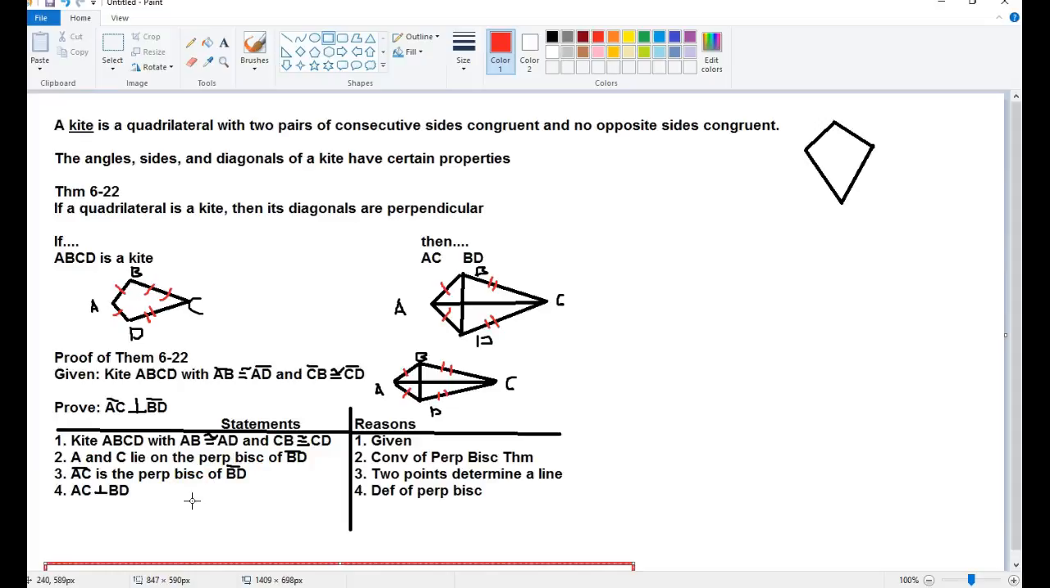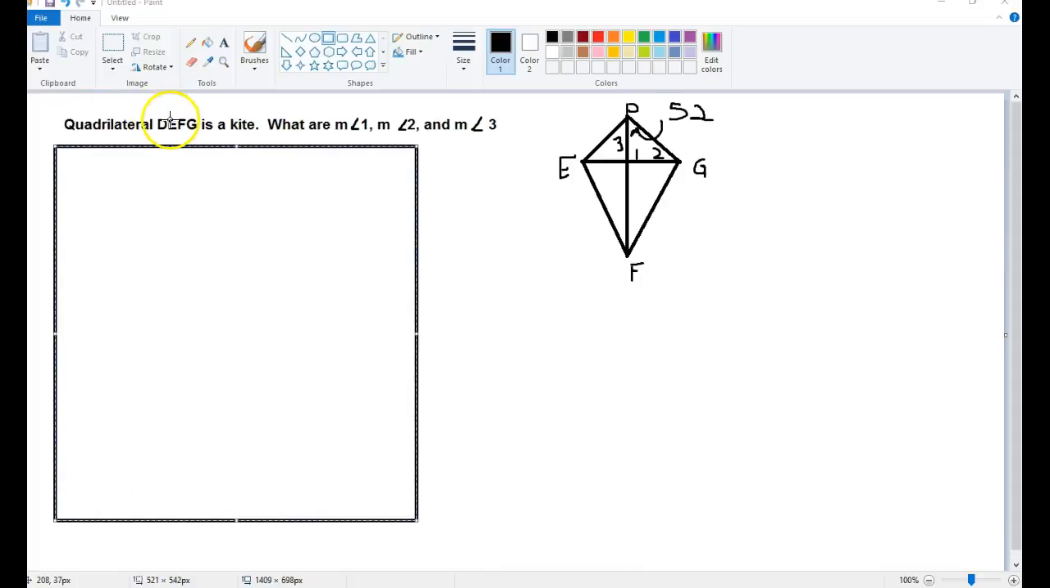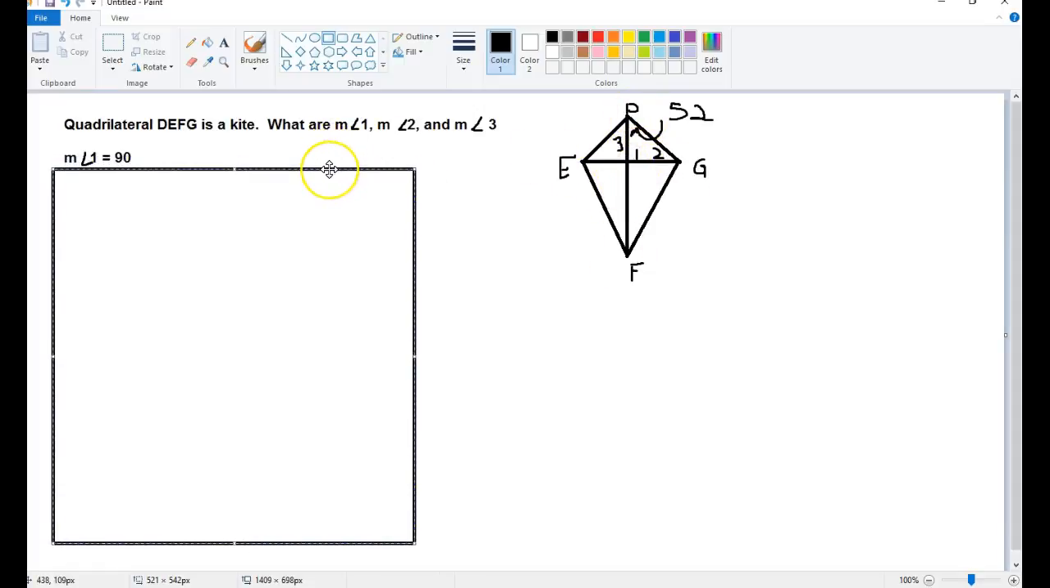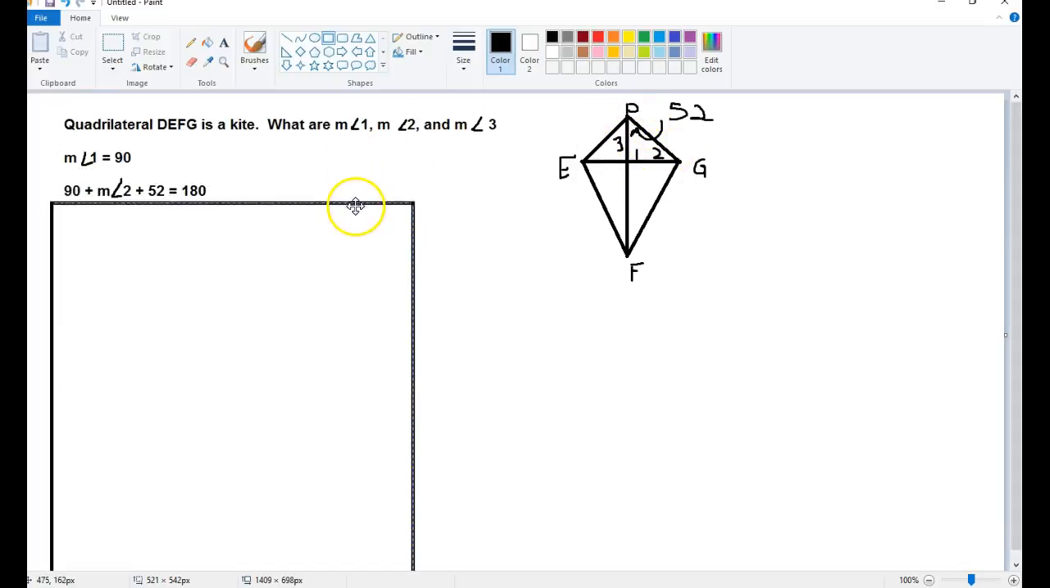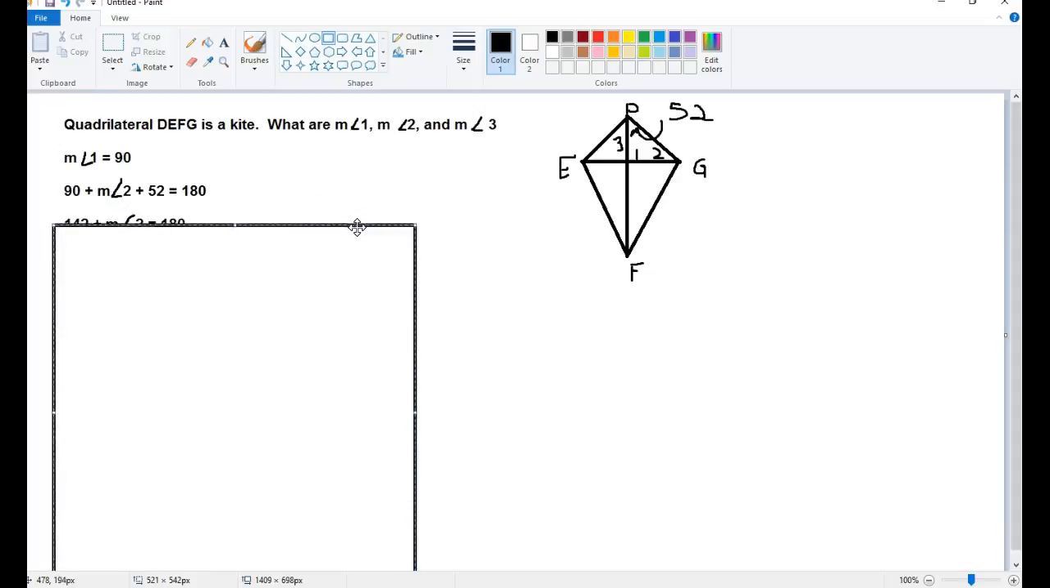All right, we're going to go through a question on this, and then we'll be done for the day. This question gives us the kite DEFG, and they want to know what angles 1, 2, and 3 are, when they tell us that this angle up here is 52 degrees. We already know what angle 1 is because these diagonals are perpendicular, so angle 1 is 90 degrees. And here we have a small triangle, so 90 plus 52 is 142, and 142 plus the measure of angle 2 is equal to 180, so the measure of angle 2 is going to be 38 degrees.